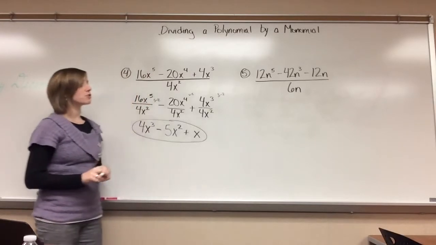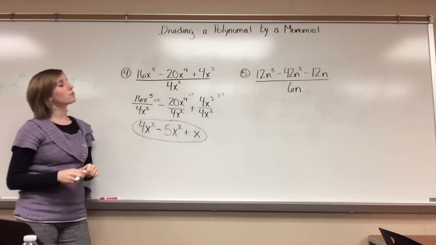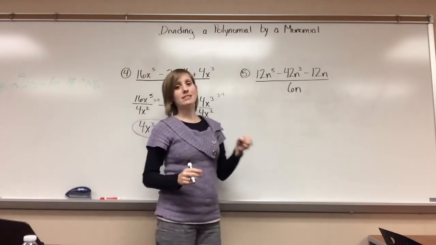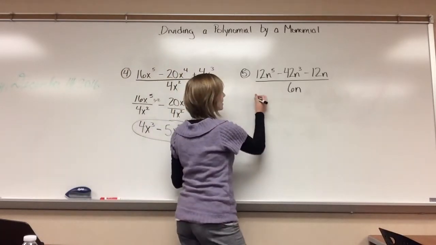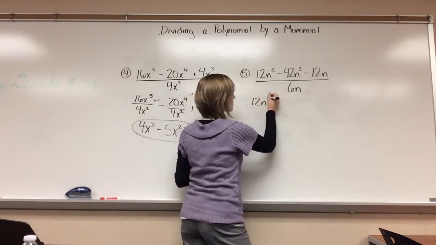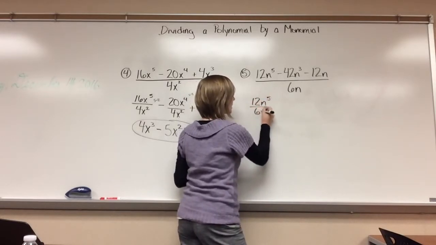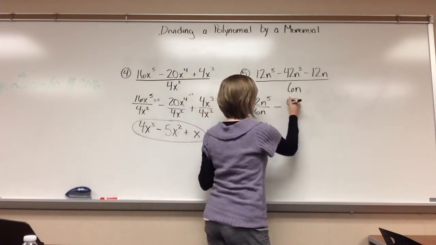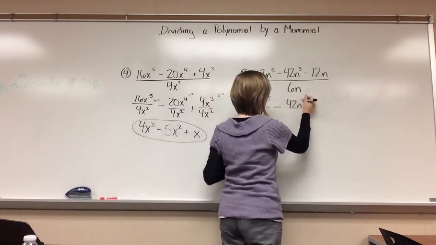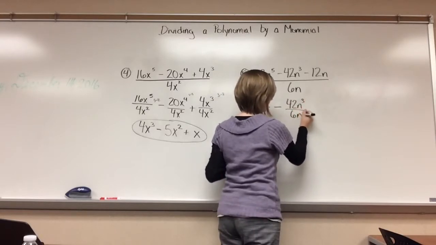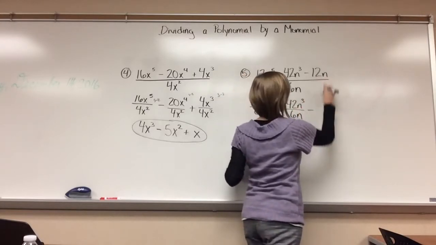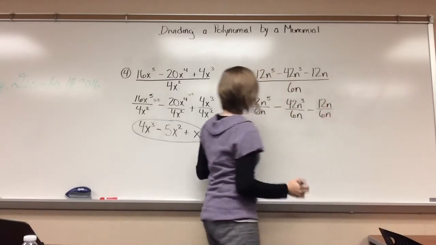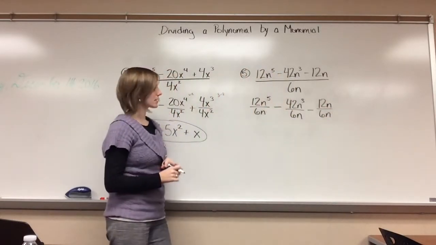Problem number 5, we have 12n to the 5th minus 42n to the 3rd minus 12n. We're dividing that by 6n. So let's go ahead and take our division to each term separately. So 12n to the 5th divided by 6n. We're subtracting from that 42n to the 3rd divided by 6n. And we're subtracting from that 12n divided by 6n. Okay, so each one's being divided by the 6n.